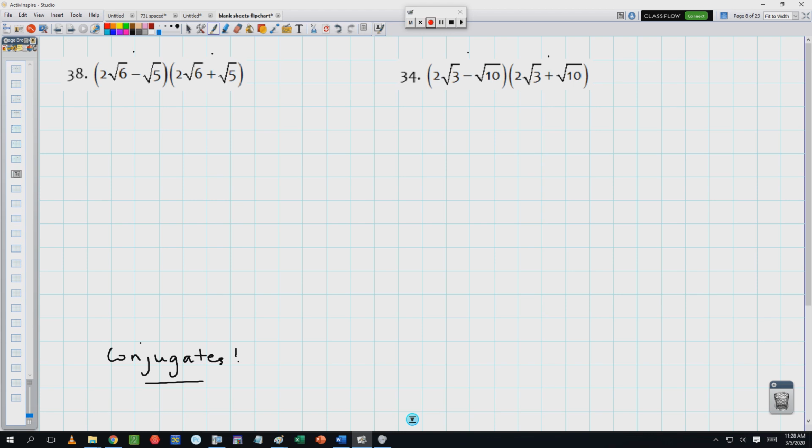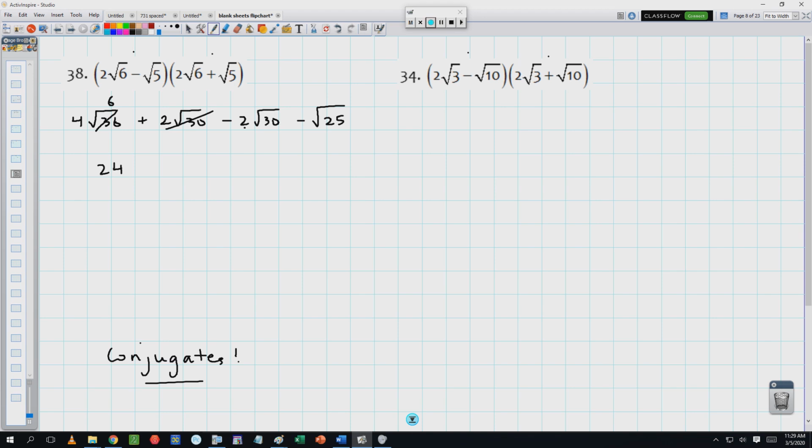First times first will be 4 radical 36. First times second will be positive 2 radical 30. Second times first will be negative 2 radical 30. Do you know what's going to happen to the middle terms? Negative radical 5, positive radical 5 will be negative, positive and a negative, and the radical 5 make 25. Square root of 36 is 6, 4 and 6 make 24.